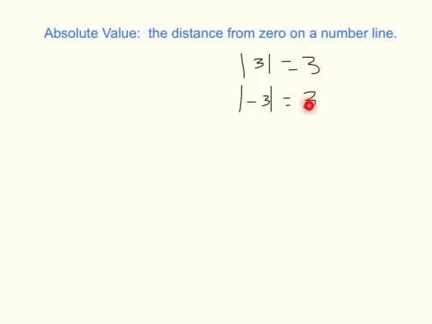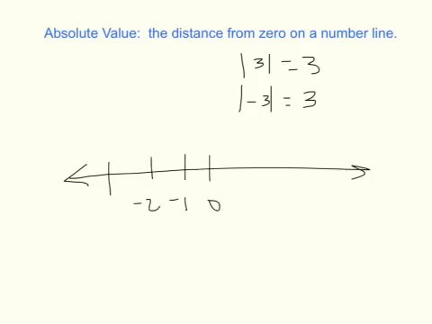So absolute value can't be negative, right? If you look at that number line, 3 is always 3 spaces away from 0, and -3 is also 3 spaces away from 0, which is why the absolute value of -3 is +3.